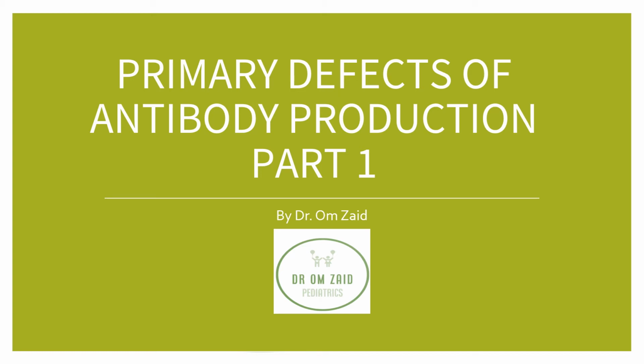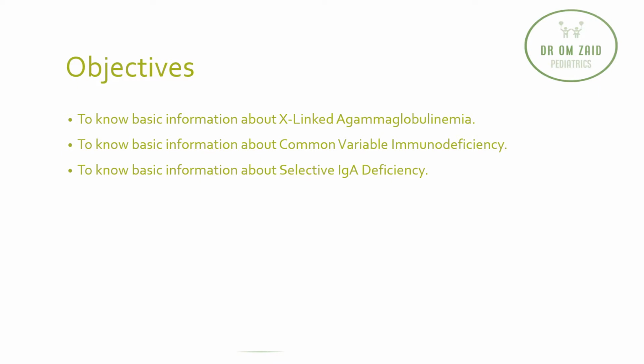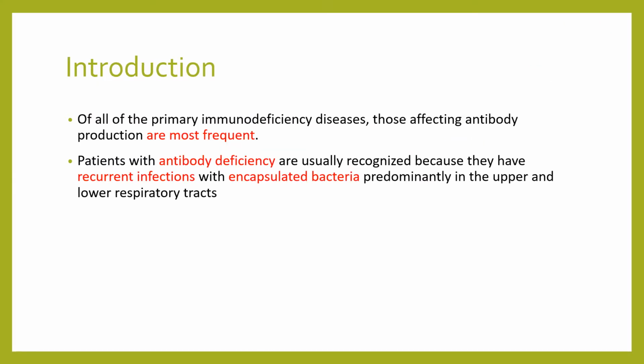This is Dr. Zaid. Today I'll be speaking about primary defects of antibody production. I divided it into parts, so I'll begin with part 1. So our objectives are to know basic information about these three diseases: X-linked Agammaglobulinemia, common variable immune deficiency, selective IgA deficiency. So let's start.